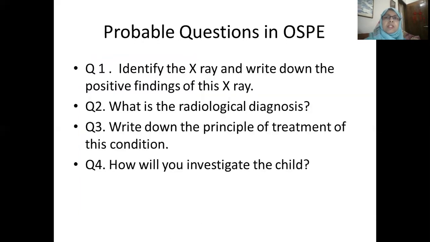The probable questions for the OSPE examination or viva: you may be asked to identify the X-ray and write down the positive findings of this X-ray. What is the radiological diagnosis? Write down the principle of treatment of this condition. How will you investigate the child? Or how will you treat the child? Principle of treatment, as I have said already.